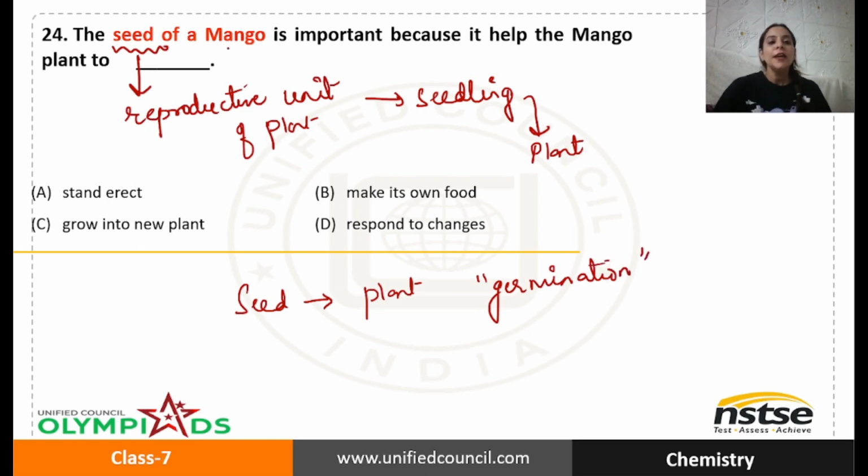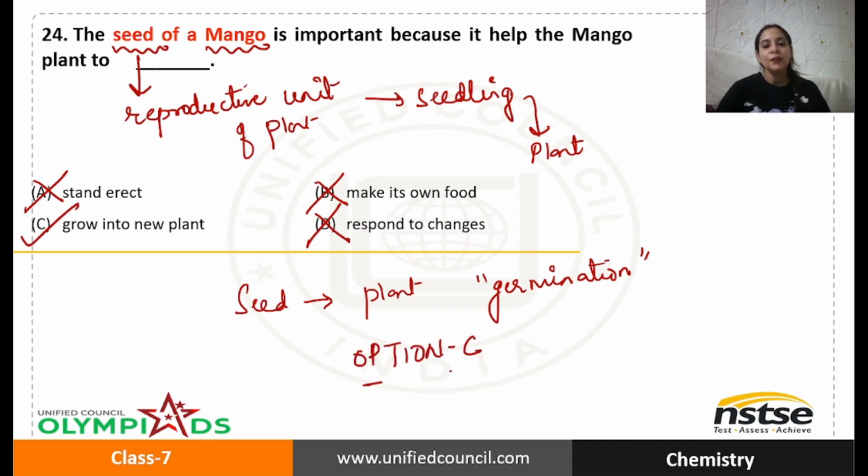Now if we are talking particularly about mango, we know that a mango has only one big seed in it. So basically that helps the mango. Option A says to stand erect, it is false. To make its own food, no. To respond to changes, no. Seeds always help the plant to grow into a new plant. So option C is the correct option. And do not forget, this process is called germination.